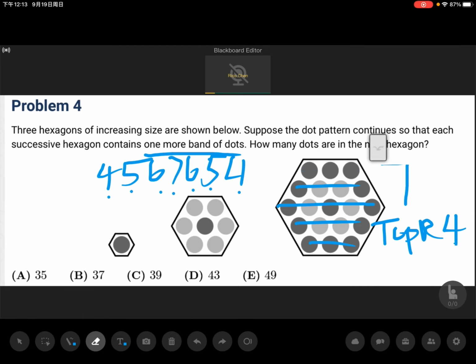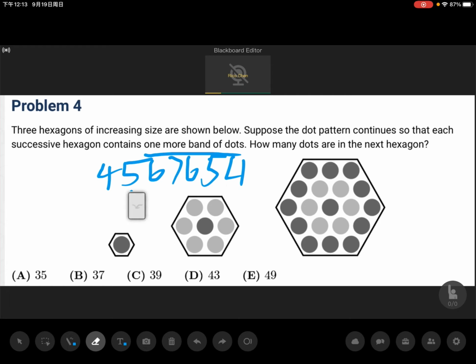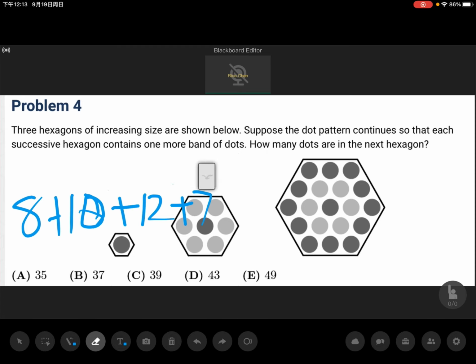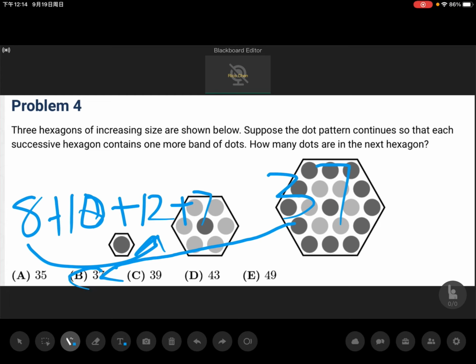Let's just add together all these numbers over here. 4 plus 5 plus 6 plus 7 plus 6 plus 5 plus 4. Or simply 8 plus 10, plus 12, plus 7, which is 8 plus 12 equals 20, plus 10, 30, plus 7 equals 37, sorry. 37, and which it is B, 37.